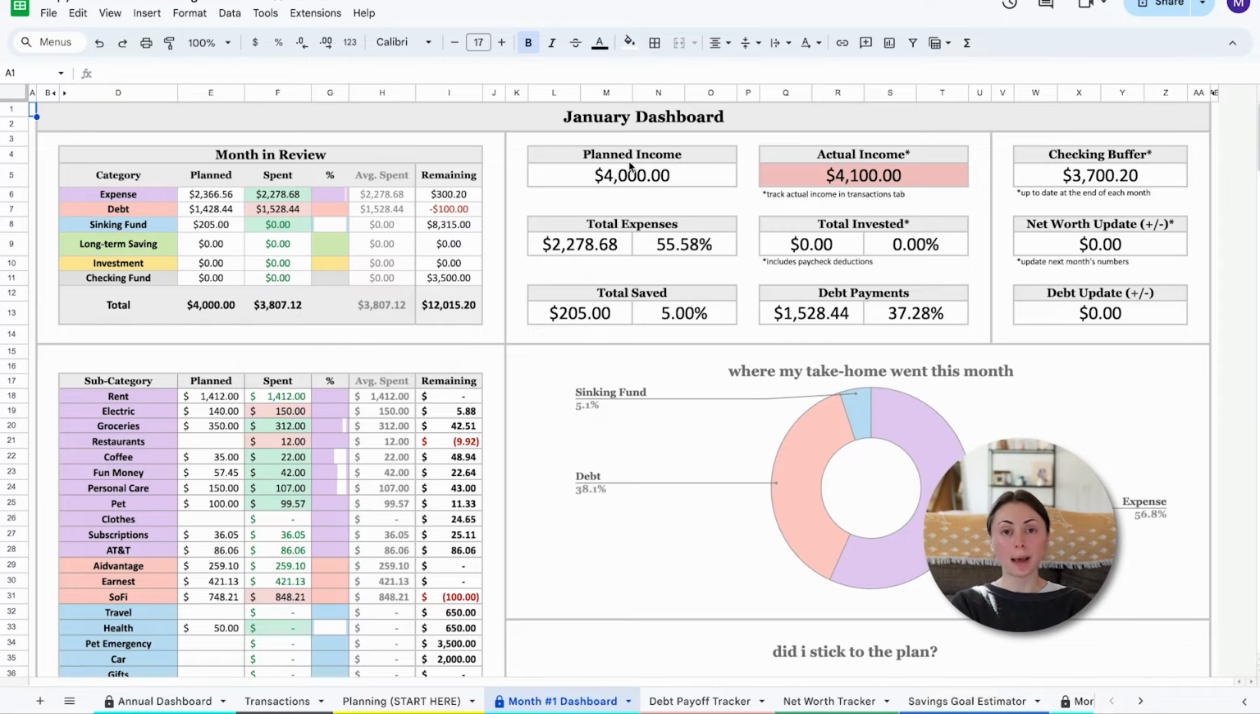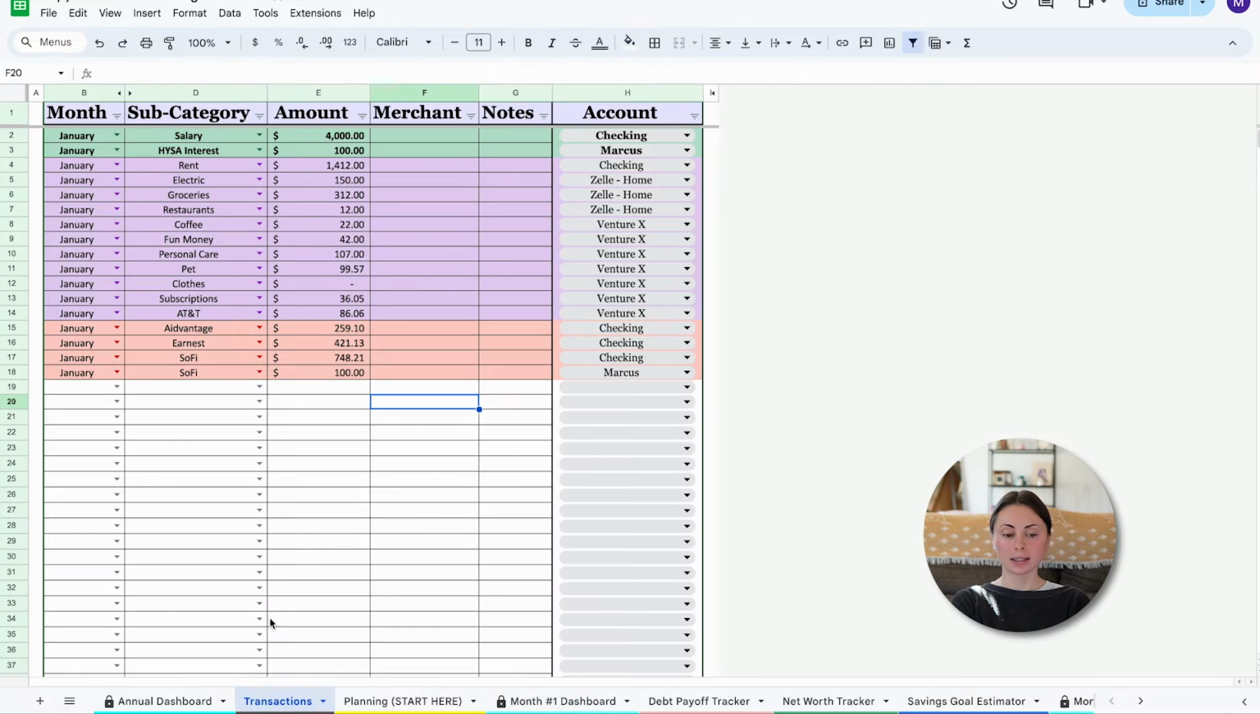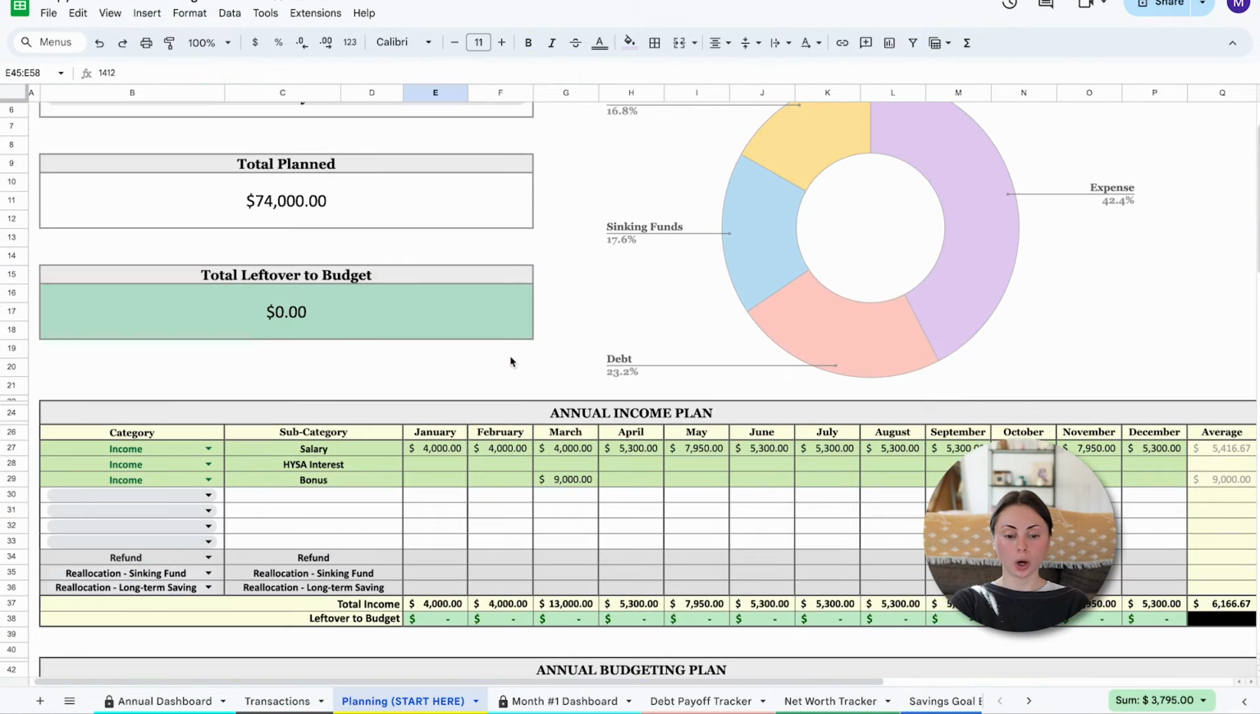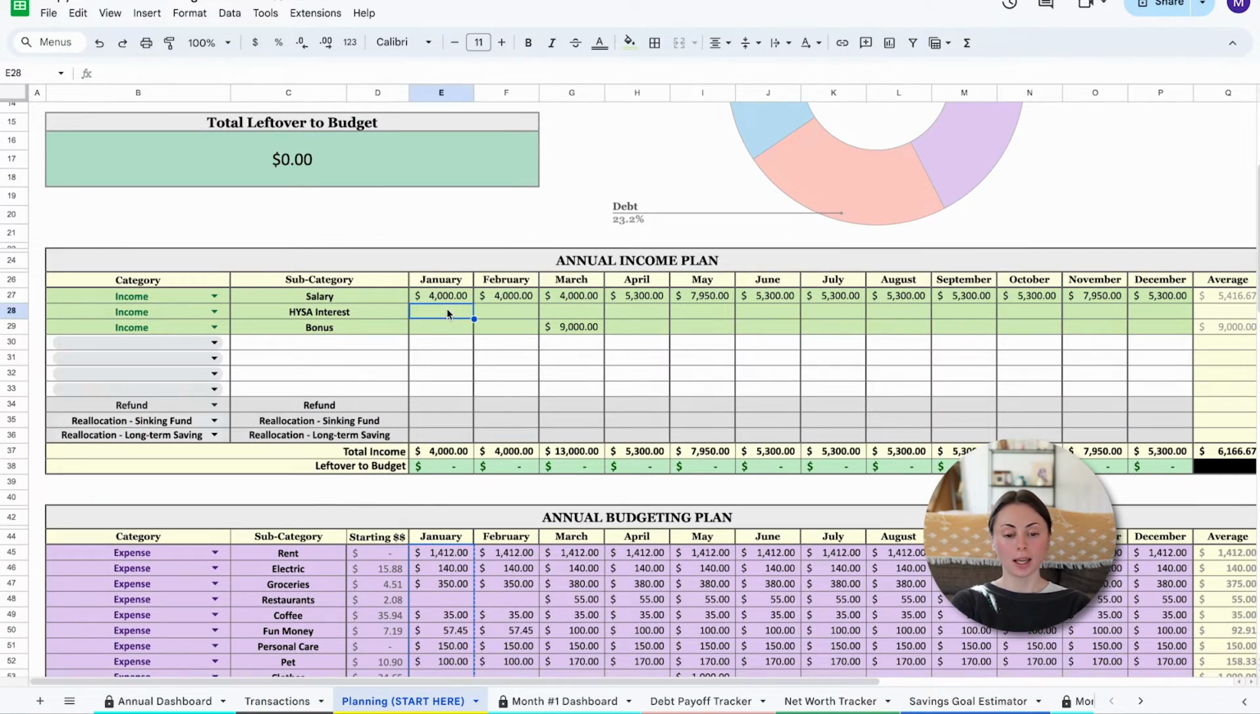The first thing I'll do is actually check if my income matches up. This is very important. If this is red, that's really a red flag that you need to update your income. My actual income was $4,100, but I planned for $4,000. I need to kind of investigate why that is. And I can see I forgot to enter my high yield savings account interest into my planning. I will go into my planning tab and update the $100.